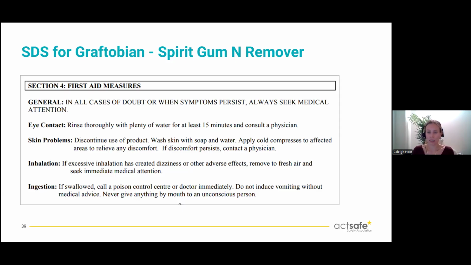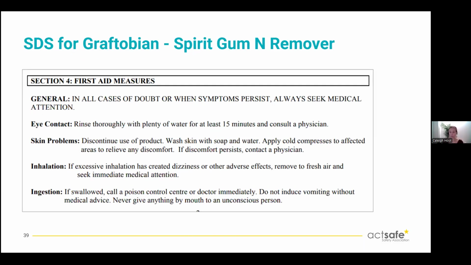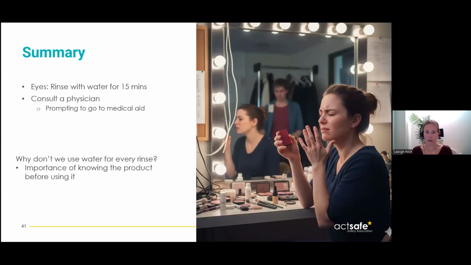So as we can see, it's listed all your routes of exposure and what to do if that exposure happens. It also lists any side effects. So excessive inhalation can cause dizziness. And what we do with that first aid measure is, like we said, 15 minutes rinsing in the eye. It's very specific, and then to contact a physician. So like we can see, it's very descriptive. The instructions are there. We can see that it's telling us what to do. Awesome. So let's use this in our scenario.